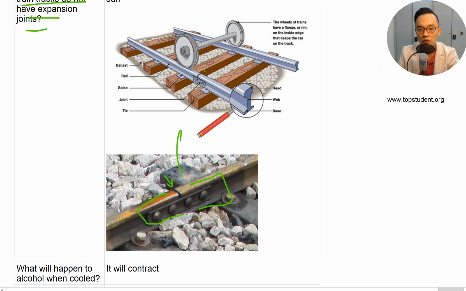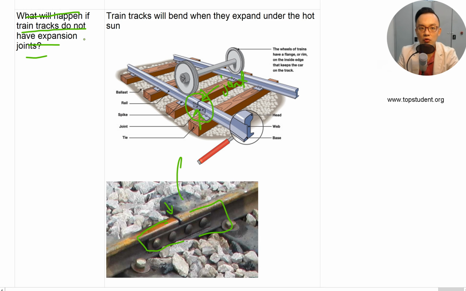Now this is another image over here. You can see that this is the nut holding the two parts of the train tracks together, and this is a joint for it to expand. Okay, and what's going to happen if train tracks do not have the expansion joints? The train tracks will bend when they expand under the hot sun. The train track is supposed to be straight, right? So if it doesn't have the joints, then it will be bent like that under the hot sun. So that's what will happen to the train tracks.